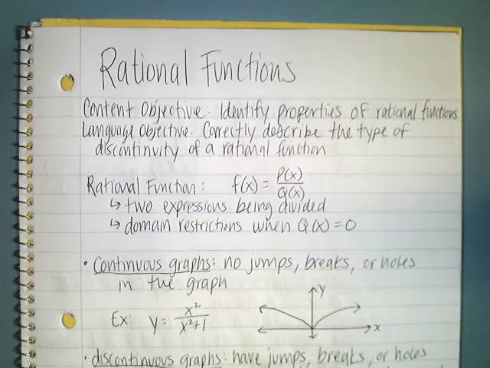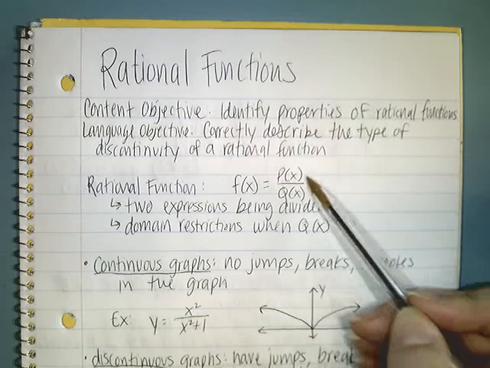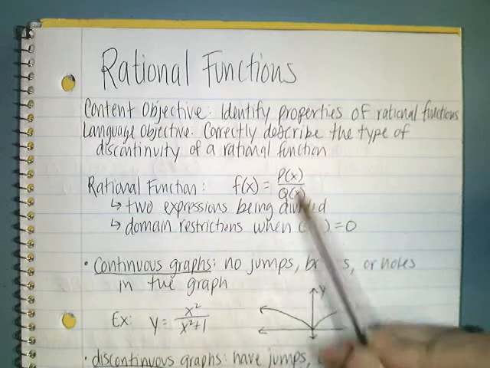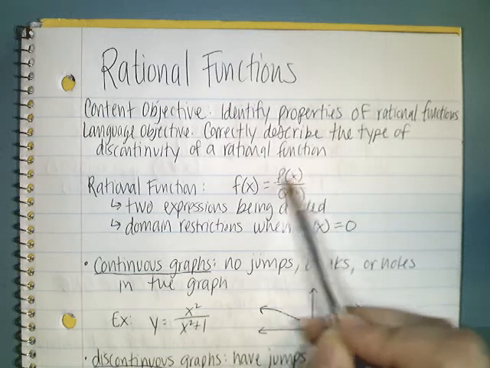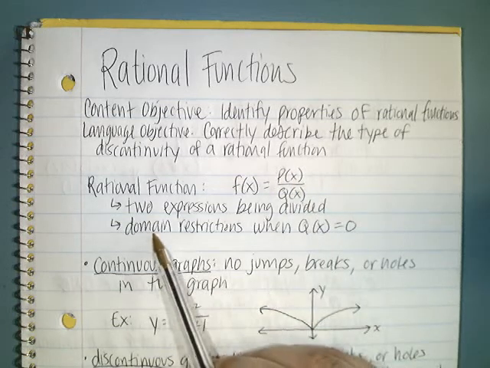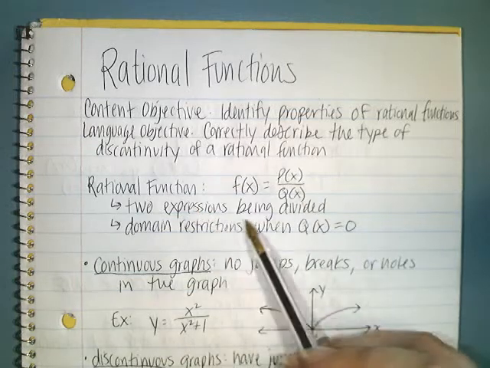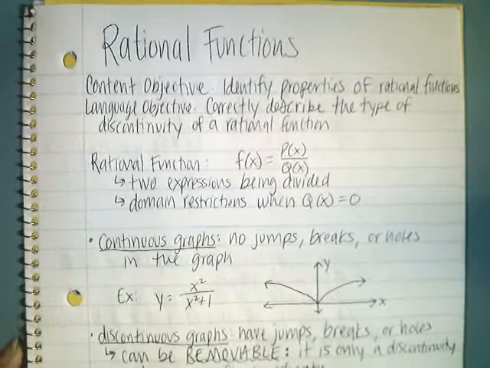So first thing I want to do is define what a rational function is. Actually, we learned about reciprocal functions first. They are a subgroup of rational functions. So rational functions are when you have one function divided by another, or two expressions being divided. So it's just any expression over another expression, and the domain restrictions are when the denominator would be 0. So a rational function is when two expressions are divided and your domain is restricted by when the denominator would be 0.